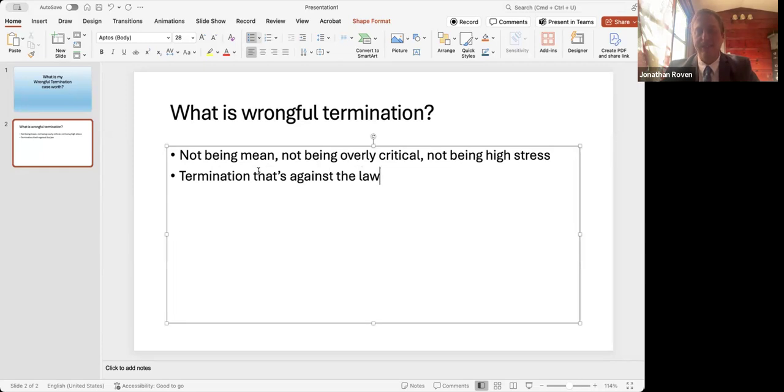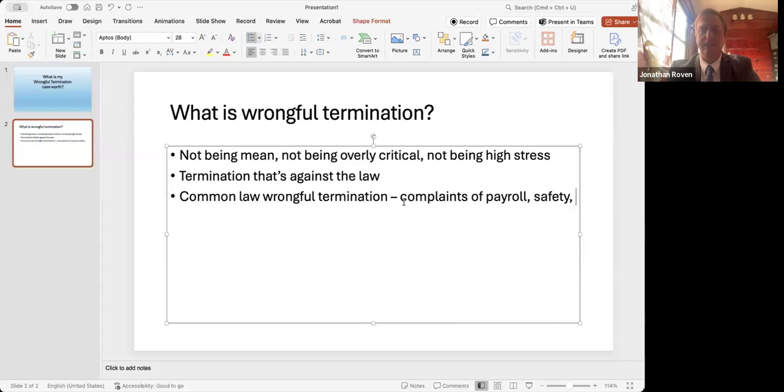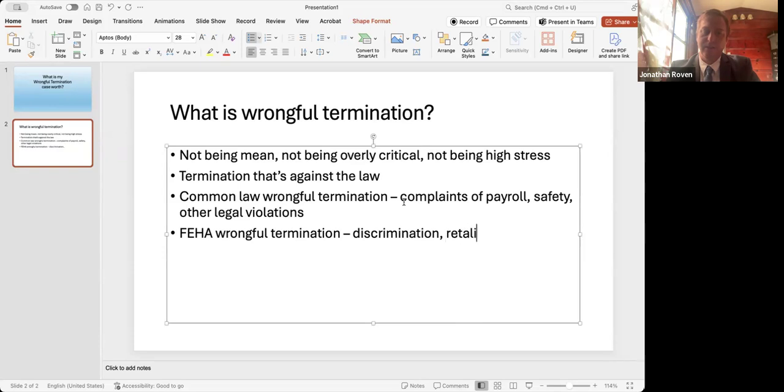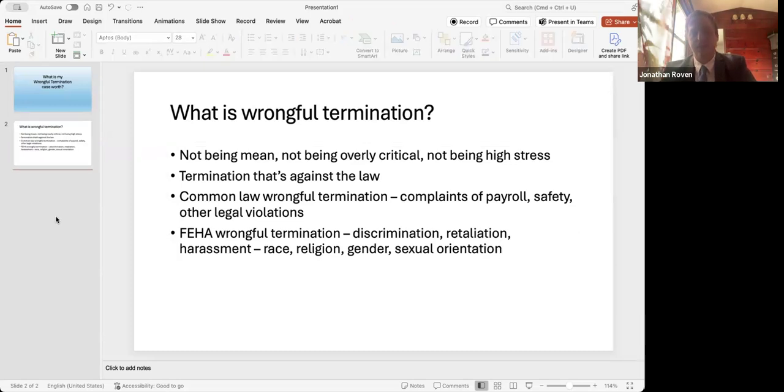Now, this goes into a vast amount of categories, subcategories, but we'll talk about two main categories, which is common law wrongful termination. And this has to do with things like complaints of payroll, safety, other legal violations. And then there's Fair Employment Housing Act, which we call FEHA, wrongful termination. That's your discrimination, retaliation, could be harassment related, and that's based on some sort of characteristic, whether it's race, religion, gender, sexuality, sexual orientation, things of that nature. That's what a wrongful termination is.